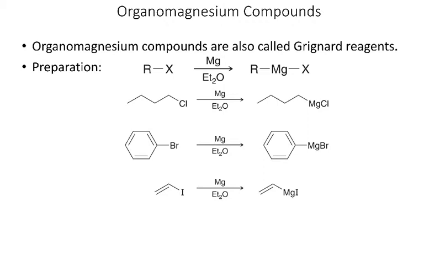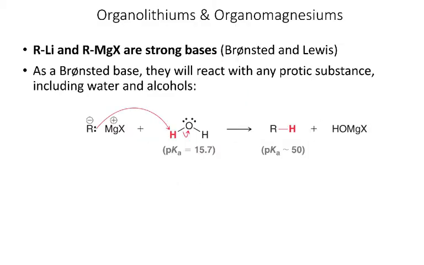This first note is one more on nomenclature, but it's important to know that organomagnesium compounds are also called Grignard reagents, and you'll see this term quite often. But their preparation is also fairly straightforward. Like the organolithium compounds, we just react alkyl halides with magnesium metal. Organolithium and organomagnesium compounds are very strong bases, and as a Bronsted base, they'll react with almost any protic substance, including water and alcohols. And very often, the goal is not to react our Grignard reagent with water, and so it's often very important to keep our reaction mixture dry when we're working with organometallic compounds.